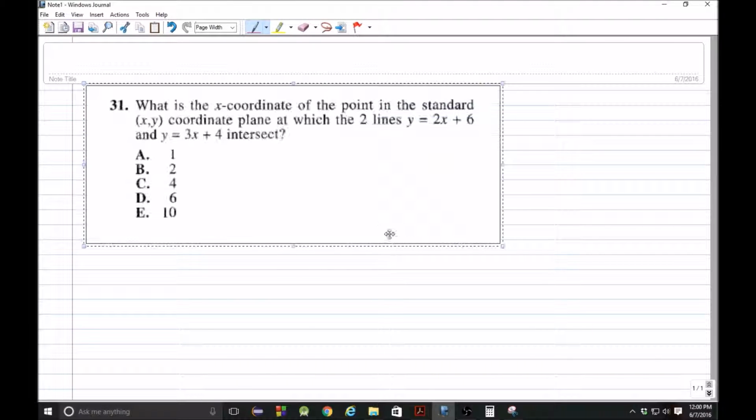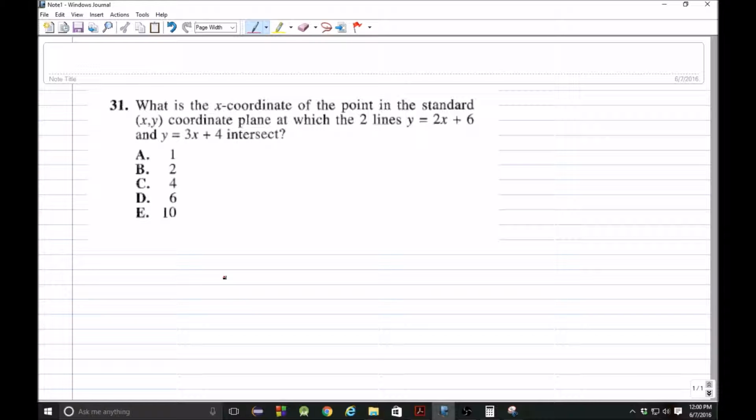Okay, what is the x-coordinate of the point in the standard xy coordinate plane at which the two lines y equals 2x plus 6 and y equals 3x plus 4 intersect? Okay, so there are several ways to do this. I typically like to use a calculator and map out each of the functions and then find where they intersect using the intersect function available on your calculator. But I don't have a TI-84 emulator to show you how to do that right now at least. So I'm going to just show you how to do this the manual way.